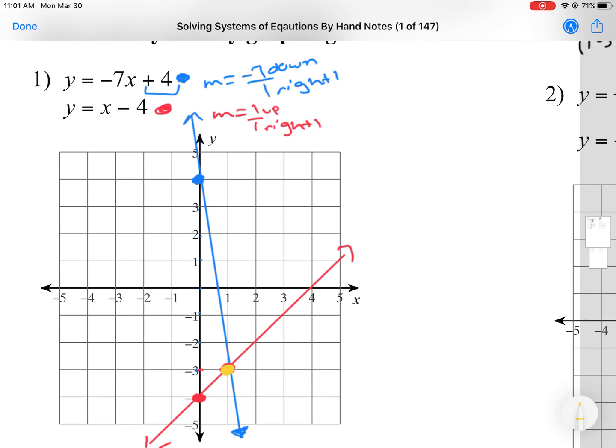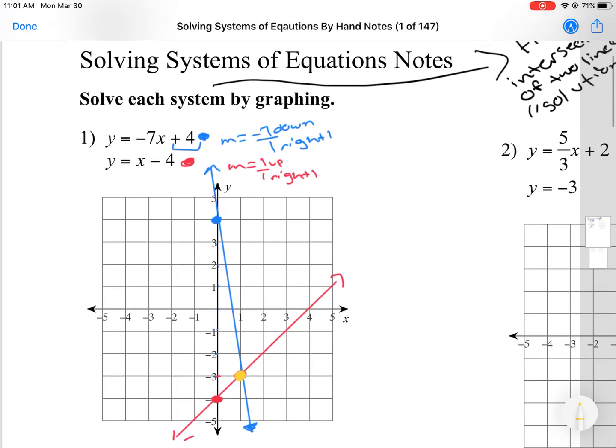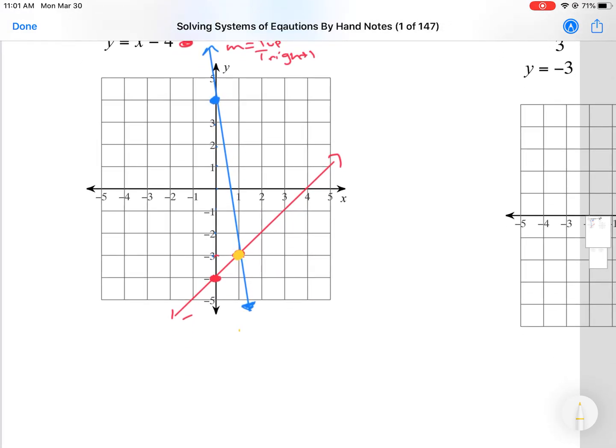I'm going to highlight it in my yellow pen right now. So where I have this yellow mark, that is where my intersection is, and that is my solution of this system. So my solution is what? Let's take a look. What is this as an ordered pair? 1, negative 3.